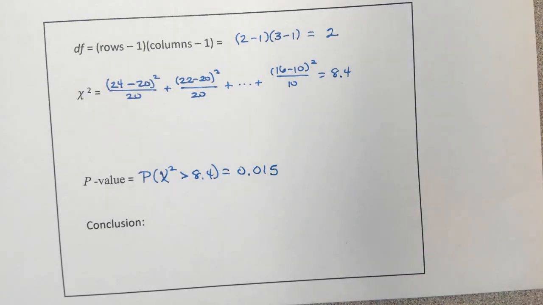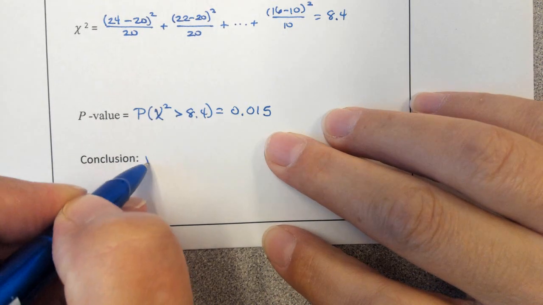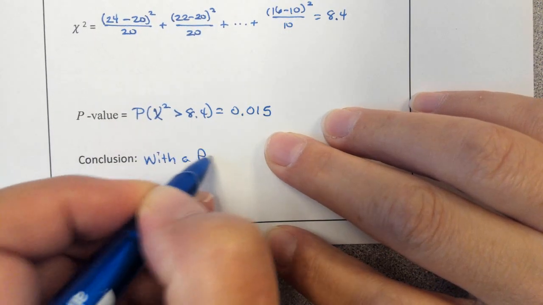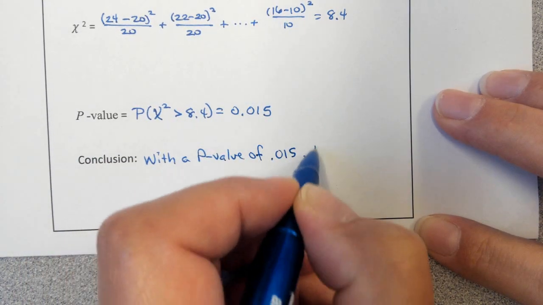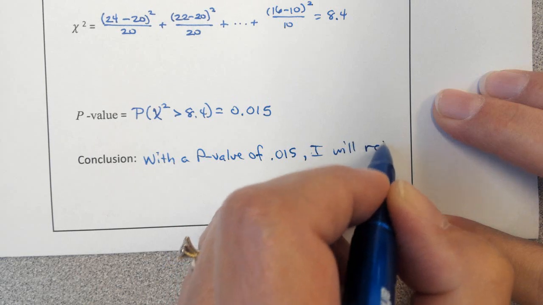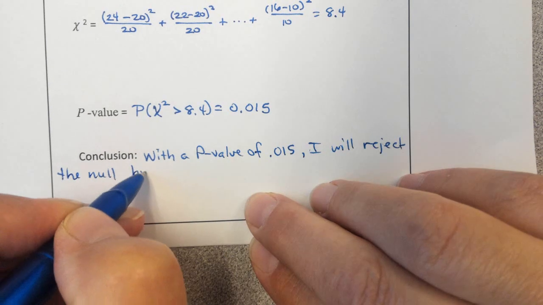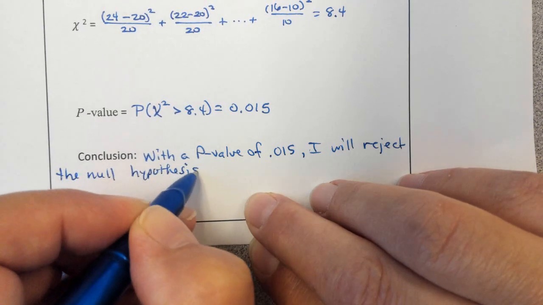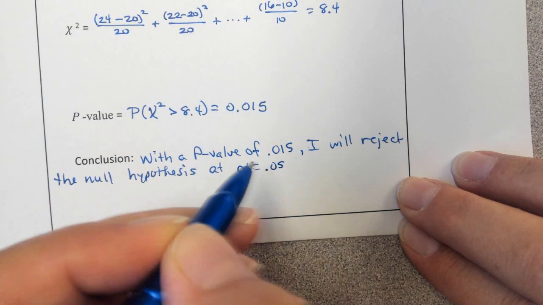So, depending on the alpha level, that could be a reject or a fail to reject. I just have to make a decision. So, if I use an alpha level of 0.05, then I would do a rejection. So I'm just going to make that decision. So with a p-value of 0.015, I will reject the null hypothesis at an alpha level of 0.05.